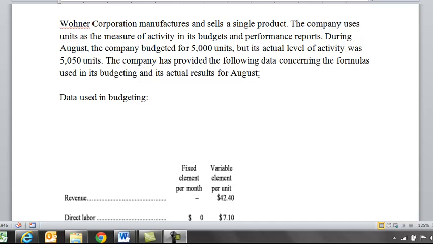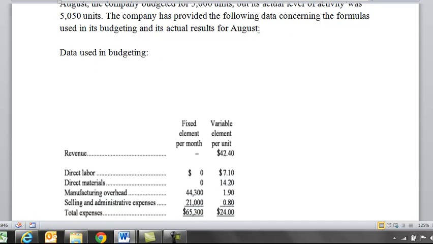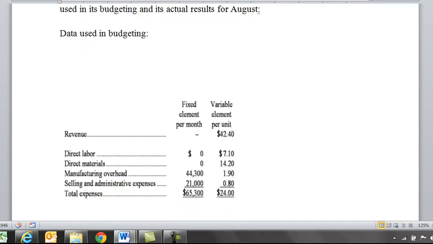So, data used in budgeting. You can see they gave us a fixed element and a variable element. Now revenue is considered variable because normally revenue is shown as a selling price per unit, and as the number of units sold increases, total revenue would increase. As total number of units decrease, total revenue decreases.